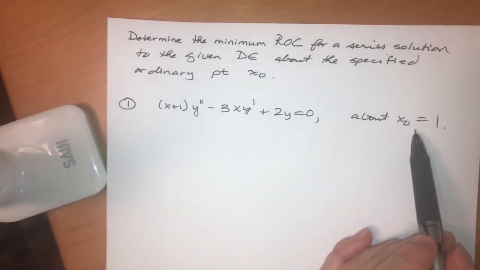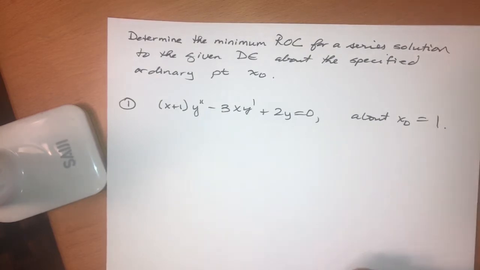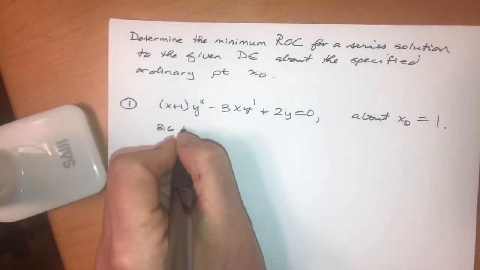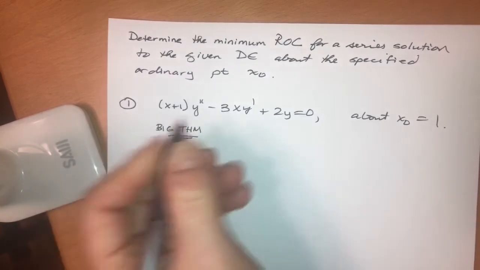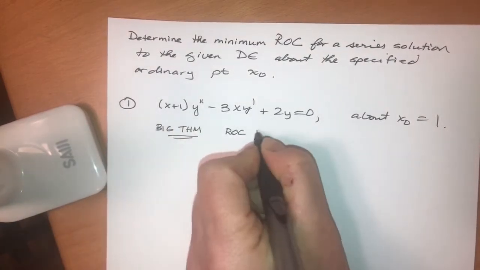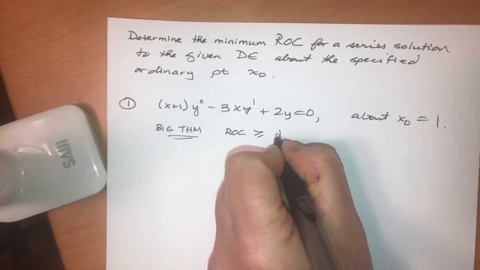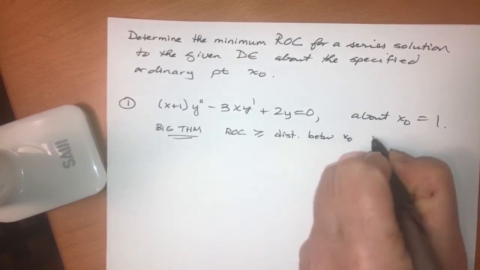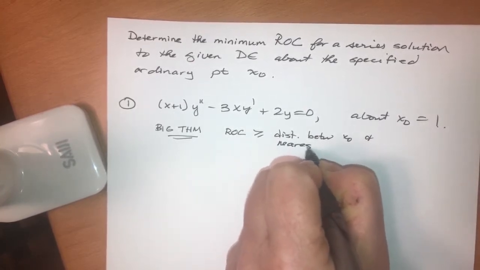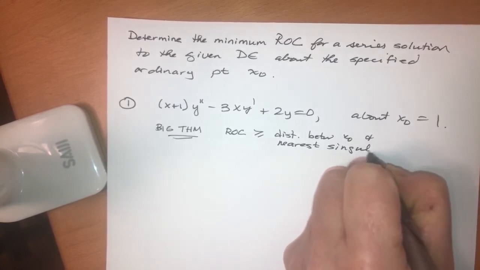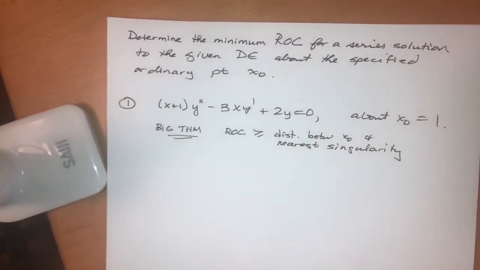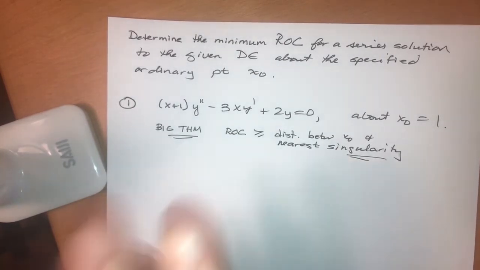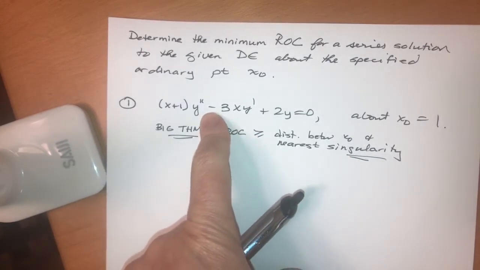The ordinary point that's specified here is x sub 0 equal to 1. So you're looking for this minimum radius of convergence, and the big theorem tells you that the radius of convergence is bigger than or equal to the distance between the target point and the nearest singularity. So to solve this problem, what you need to do is find what the singularities are. So to find the singularity, you go to your differential equation, and first thing is you want to make sure that you're in standard form.